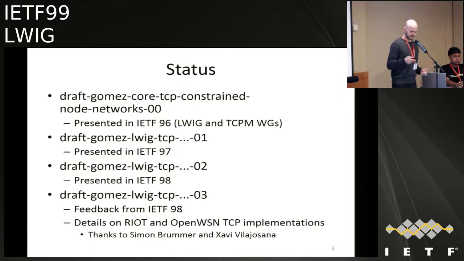Then the document was subsequently updated. There were updates 01 and 02, which were presented in Seoul and in Chicago, respectively. And today I'm presenting the last update, which is 03, where we have addressed comments received in Chicago, and also we provide details on the Riot and OpenWSN TCP implementations. By the way, thanks to Simon Brummer and Xavi Vilajosana for kindly providing details on these two implementations.